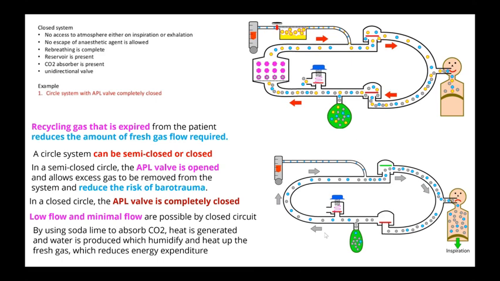We are showing here two pictures. Can you identify the differences between these two pictures? Both are closed circuit pictures, closed system. What is the difference you see in these two pictures? In this, the APL valve is missing here? Yes. In these, the circle absorber is missing. Very good. The circle absorber is not there in this picture. Excellent.